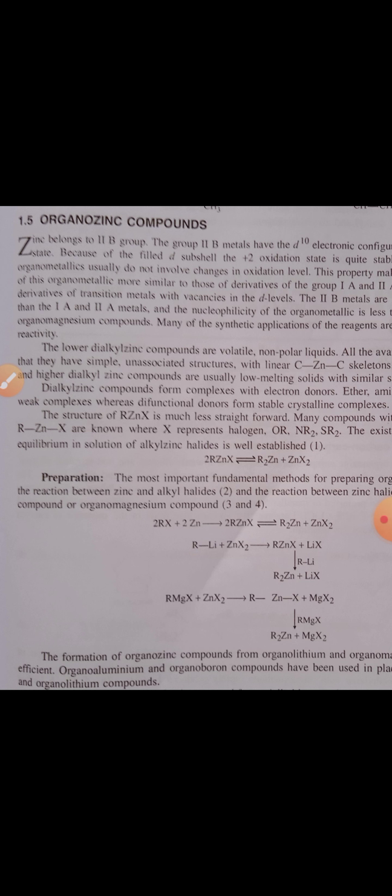If you see the lower dialkyl zincs, these organozinc compounds are named dialkyl zinc compounds, in which two alkyl groups are present or somewhere aryl groups may also be present. So they are known as dialkyl zinc compounds. When the alkyl group is smaller, those dialkyl zincs are known as lower dialkyl zincs. They are mostly volatile and non-polar compounds. That means they don't show any polarity.